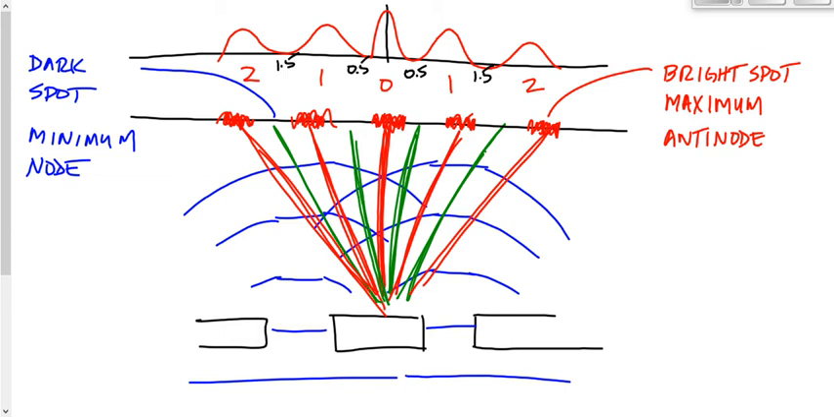Now, this is what it looks like if we have one color, if we have red light. But what if we have more than one color? What's the word that we say means more than one color? Polychromatic, right? Monochromatic is one color, polychromatic is more than one color.